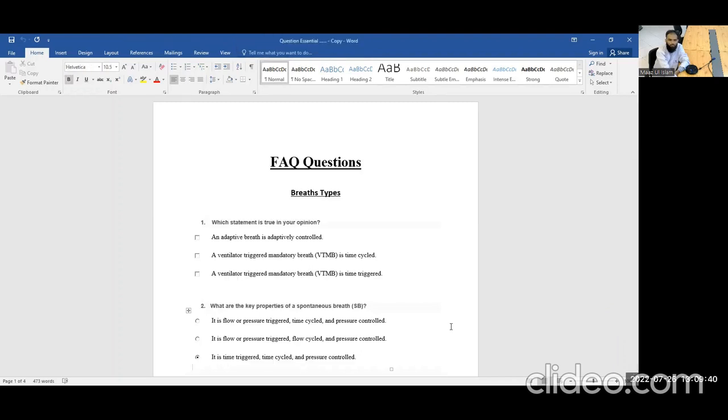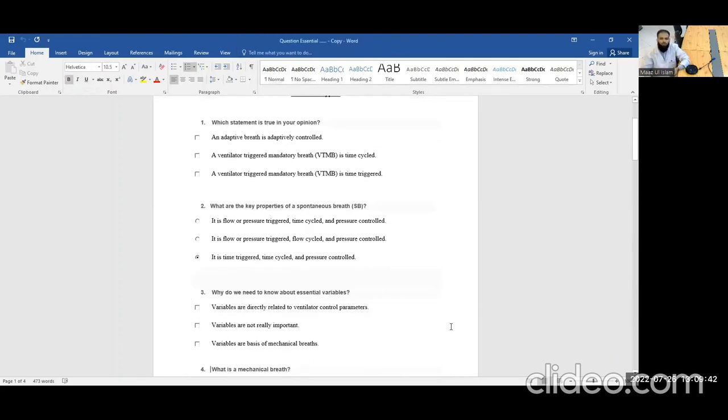In question number two, what are the key properties of the spontaneous breath? Number one, it is flow or pressure triggered, time cycled, and pressure controlled. Number two, it is flow or pressure triggered, flow cycled, and pressure controlled. Number three, it is time triggered, time cycled, and pressure controlled. So the answer is option number two: it is flow or pressure triggered, flow cycled, and pressure controlled.